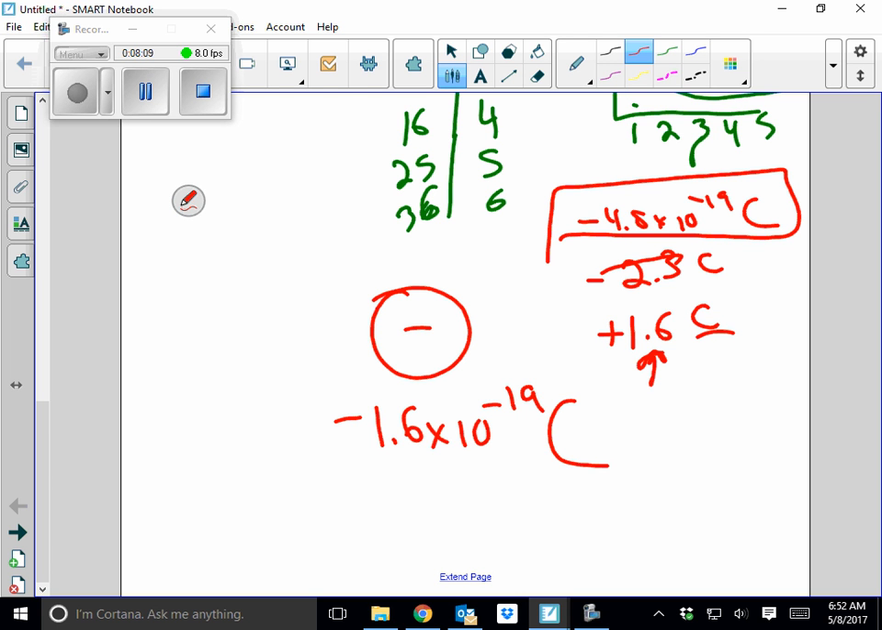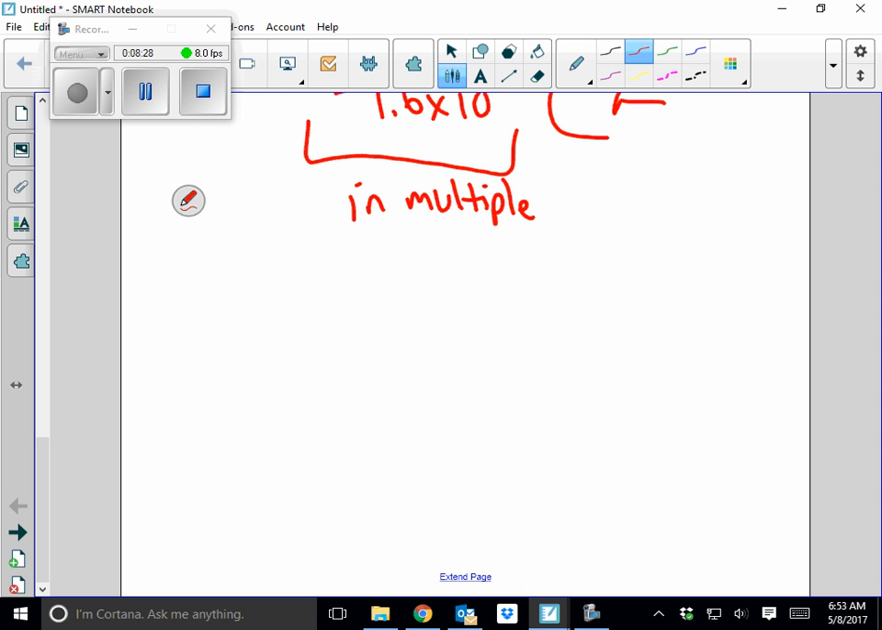So you need to remember that charge exists in discrete values, or basically can only exist in multiples of this value. And if it's not a multiple of that value, it cannot exist. Let's see. So charge is quantized.